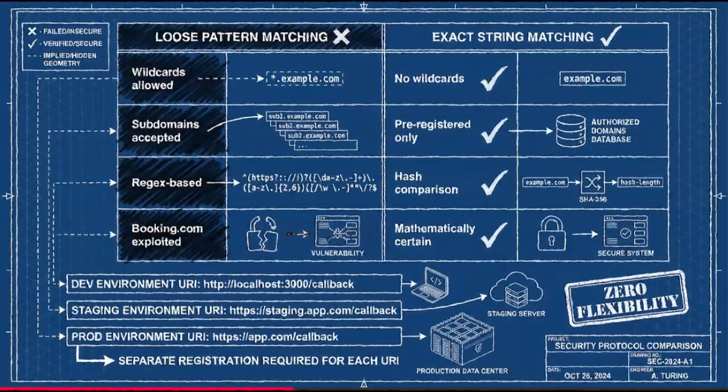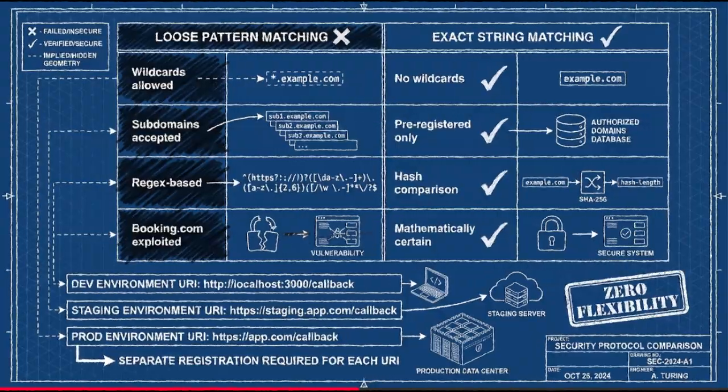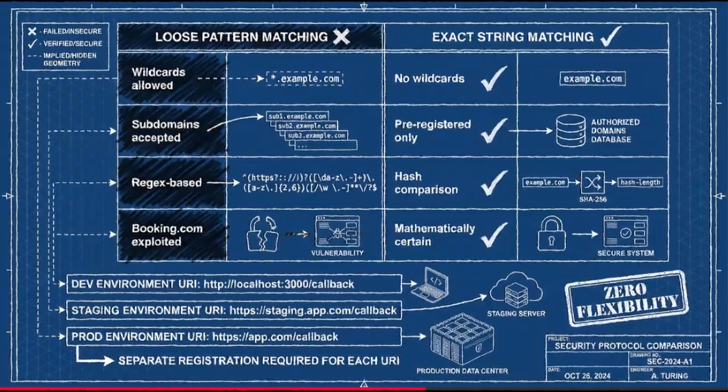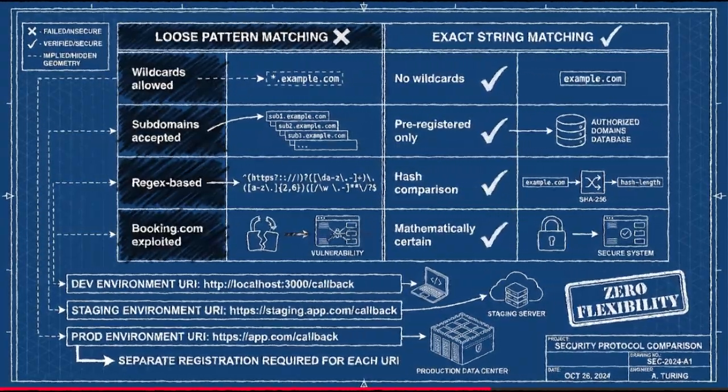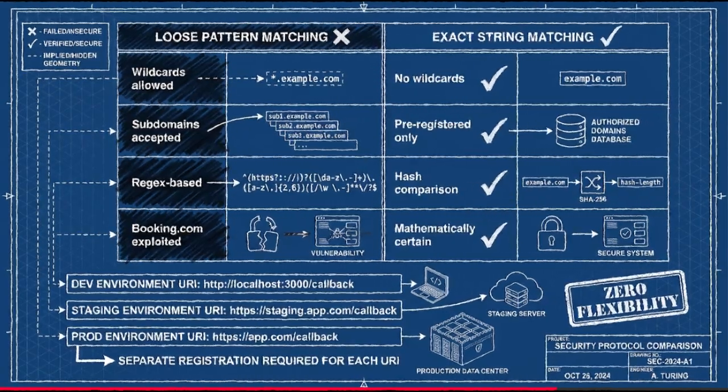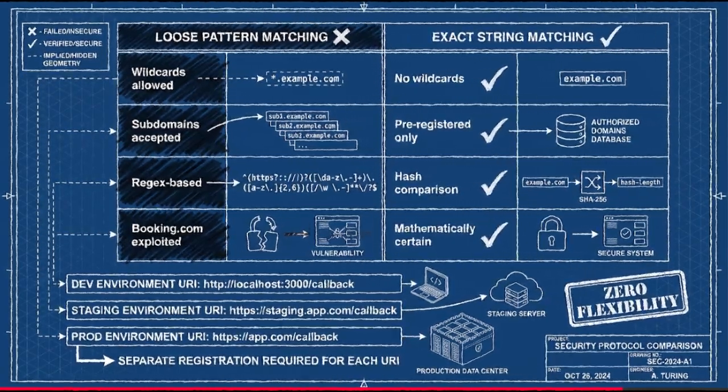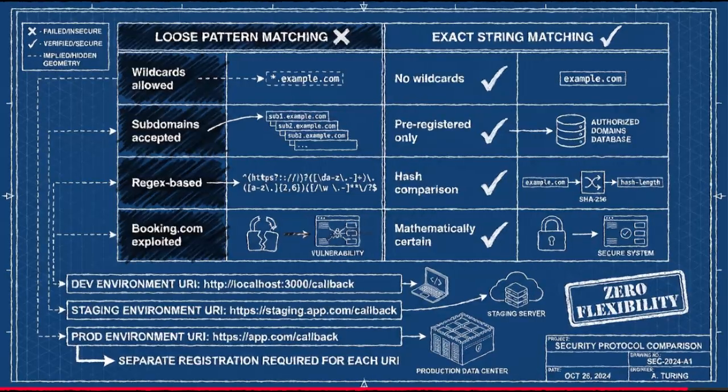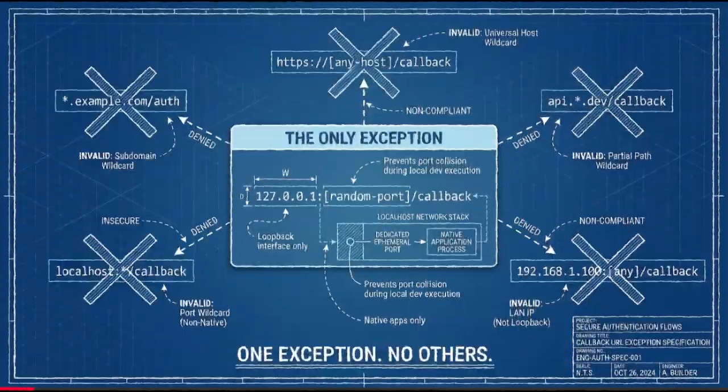Servers must enforce bit-for-bit exact string matching against pre-registered whitelists. Meaning zero flexibility. None. Wildcards, subdomains, and partial paths are strictly prohibited. Every environment, from local development to staging and production, requires a separate, fully qualified domain registration. Are there literally no exceptions to this rule?